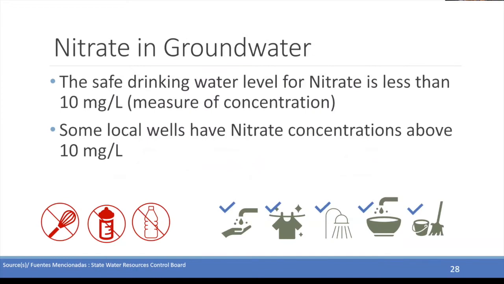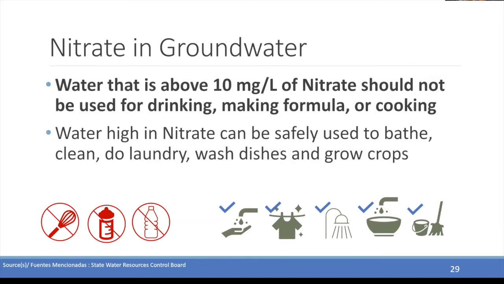So we're now on slide 28. Nitrate in groundwater. The safe drinking water level for nitrate is less than 10 milligrams per liter, which is a measurement of concentration. Some local wells have nitrate concentration above the 10 milligrams per liter. On slide 29, water that is above 10 milligrams per liter of nitrate should not be used for drinking, making formula, or cooking.